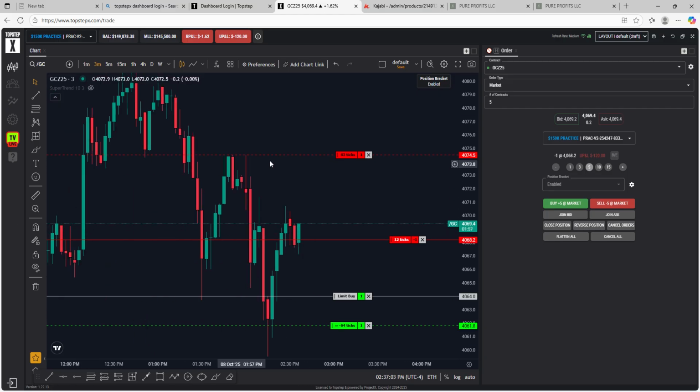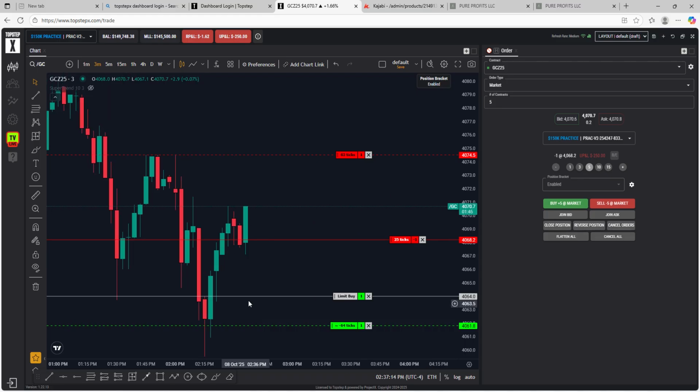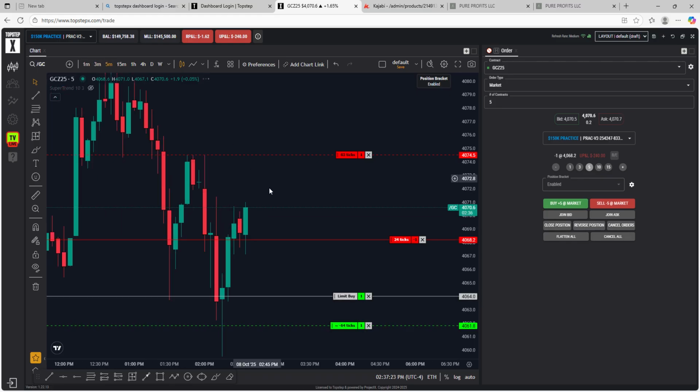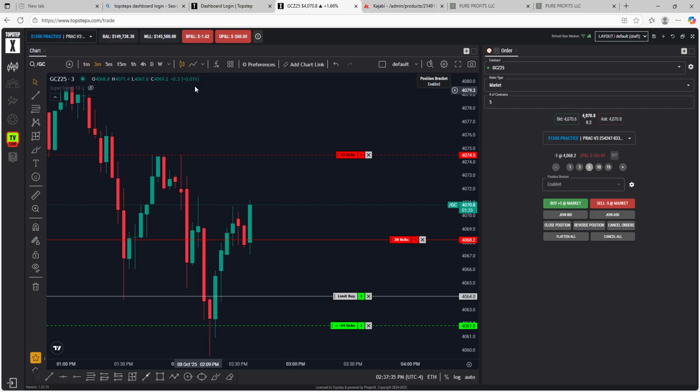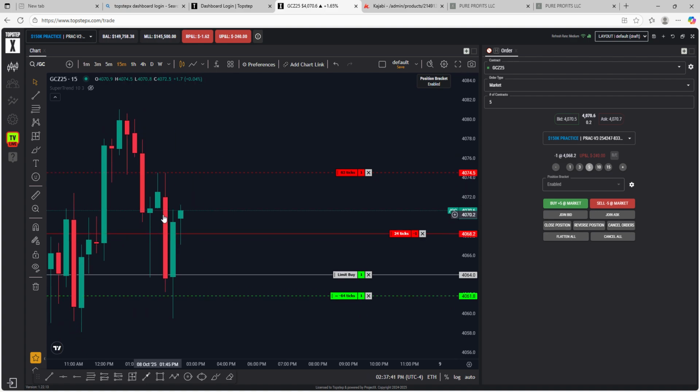Hopefully it doesn't reverse on me right here. Oh man. Sheesh. Right here, technically that's a valid low. Right? Broke structure, made a low. Now we should be making a new high, which means this aligns more with our higher time frames. Or it could reject off of this.